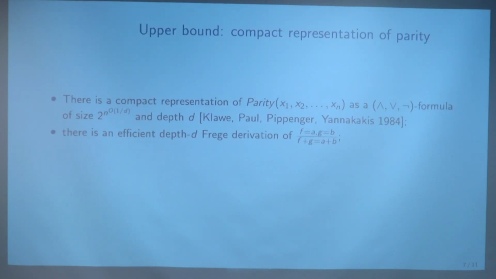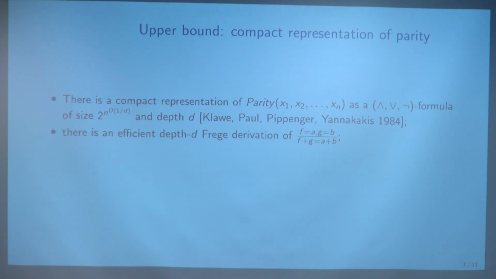So now I will tell you how this proof in Frege should look. The first idea which it uses is that there is a compact representation of a parity function on n variables as a formula with 3 types of Boolean connectives of the following size and depth t. And after a bunch of technical lemmas, we are able to efficiently sum equations modulo 2 in the Frege system.